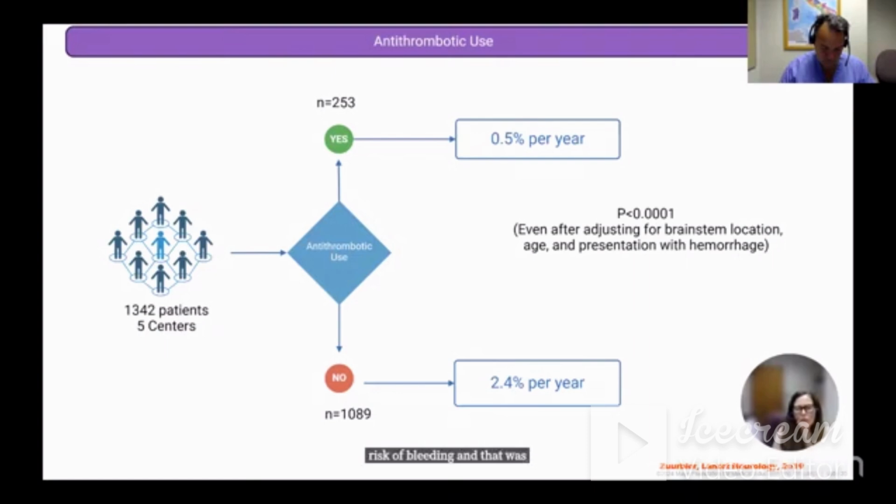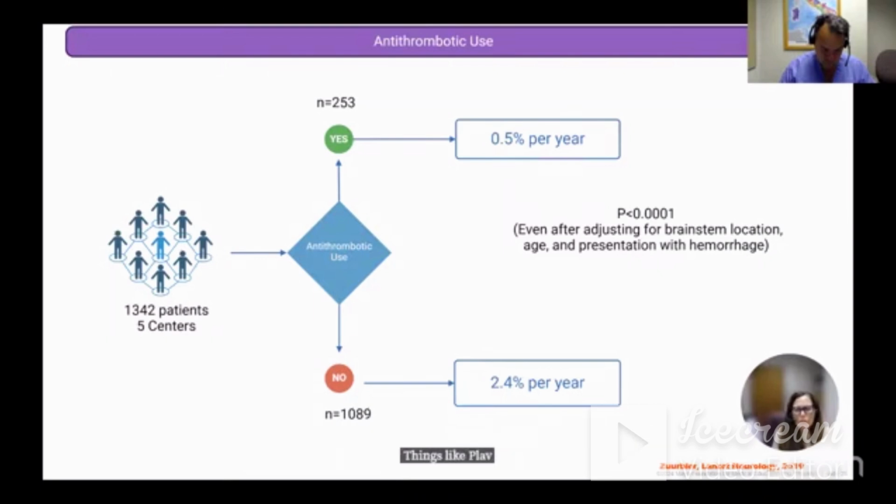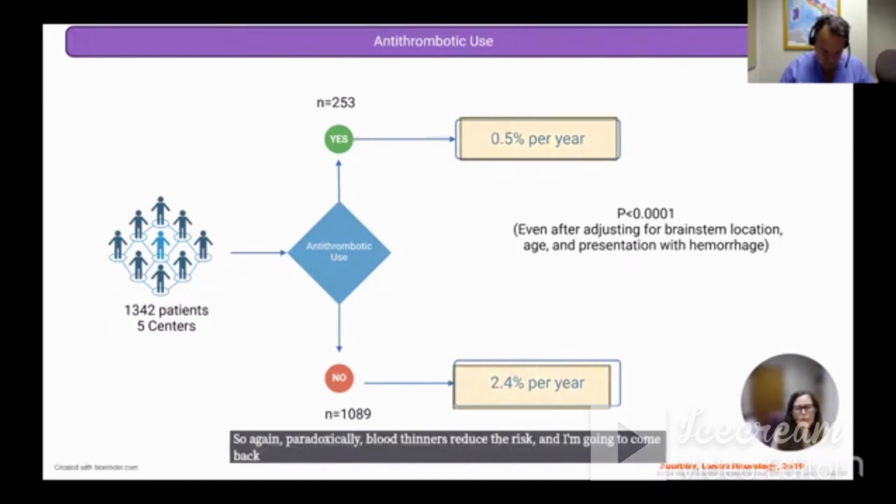And that was statistically significant even after adjusting for brainstem location, age, and presentation with hemorrhage. Now, the majority of patients in this study were on aspirin. There were very few on things like Plavix and Brilinta, and very few on DOACs. So largely, this was a study looking at aspirin. So again, paradoxically, blood thinners reduce the risk, and I'm going to come back to that concept shortly.